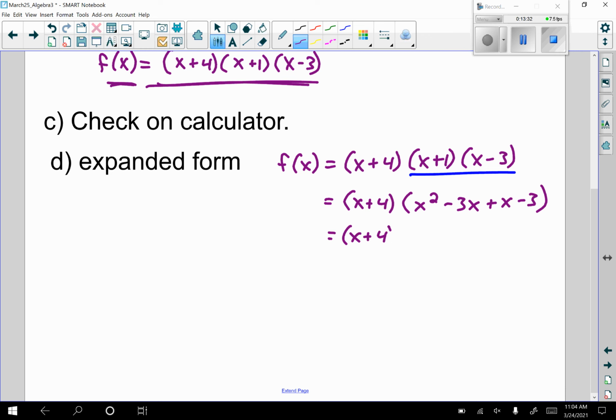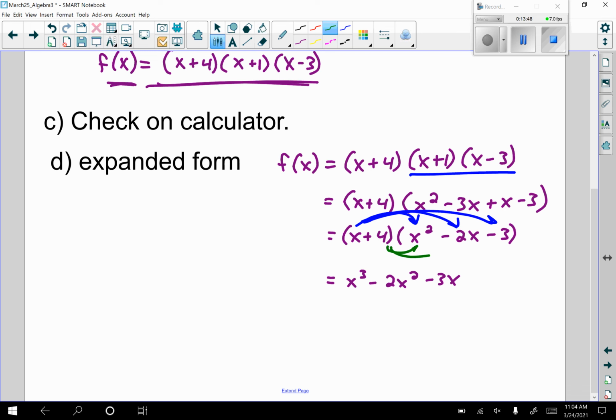Then we have x plus 4. Combining our like terms, we'll get an x squared. We'll get a minus 2x in the middle, minus 3. And then again, as I did earlier, we'll just go ahead and multiply everything by x first. So we're going to get an x cubed minus 2x squared minus 3x. Then we multiply everything by a positive 4. So then we'll get plus 4x squared minus 8x minus 12.